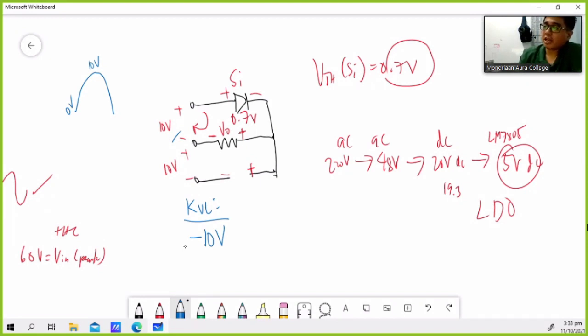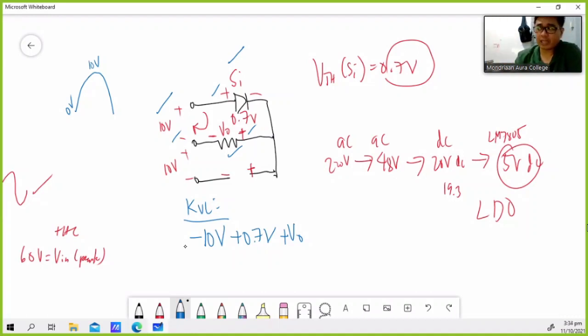Next, pumasok ka dito sa positive ng silicon. So ano ang threshold voltage ng silicon? 0.7. Naka-forward bias ba siya? Yes. Therefore, magkakaroon ng effect yung ating threshold voltage ng silicon. Okay, next. Papasok ka sa positive ng output voltage. So plus V out. May voltahe pa bang present doon sa top loop natin? Wala na, tatlo lang. Yung input, yung threshold voltage ng silicon, and yung output voltage natin. So 3 voltages lang present sa ating loop sa taas.